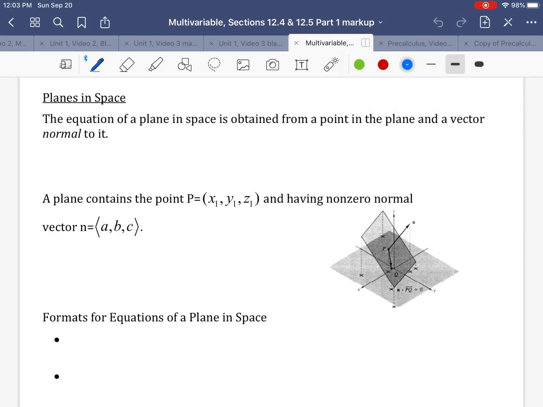All right, hello there. So we're going to finish section 12.5 here. And so the last part is about planes, how to do the equation of a plane.